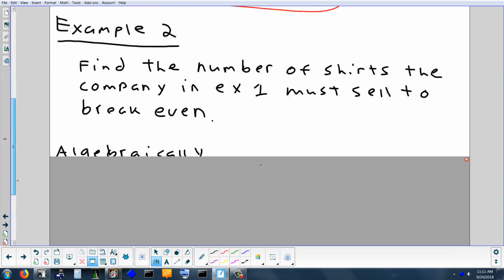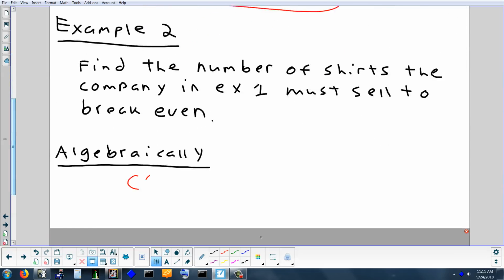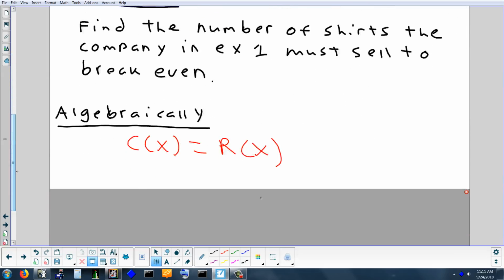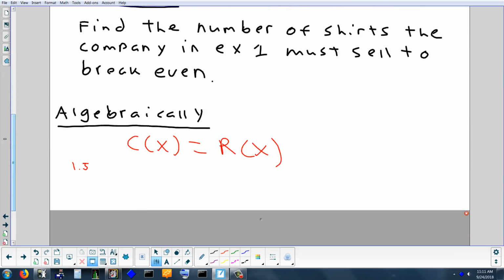So algebraically, all you have to do is solve this equation if you wanted to do it with algebra. Take our formula for cost, which I think was 1.5 for every shirt they sell. Was that the cost? Yeah. Plus 200,000 equals, and the revenue, I think they sold them for $4 each. If you can solve that, which I'll leave to you, that'll give you your answer.